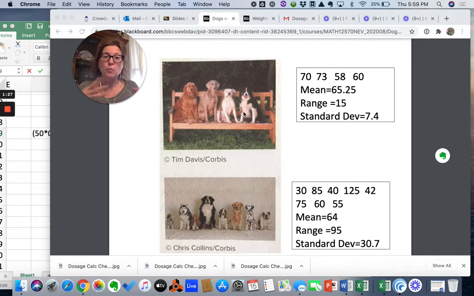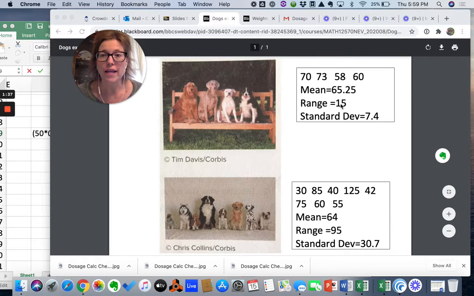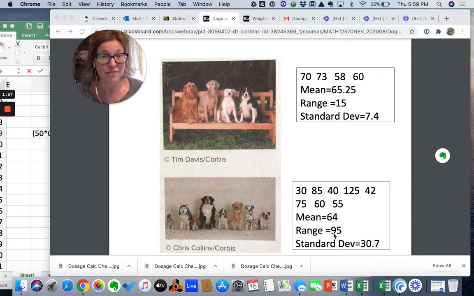When we're talking about how spread out our data is, one piece of information that can help us talk about that is the range. The range talks about how far it is from the smallest to the biggest. So for this first set of dogs, going from the smallest, 58, to the biggest, 73, it's a 15 pound range. Whereas this set of dogs has a range of 95. The biggest to smallest is much further apart.